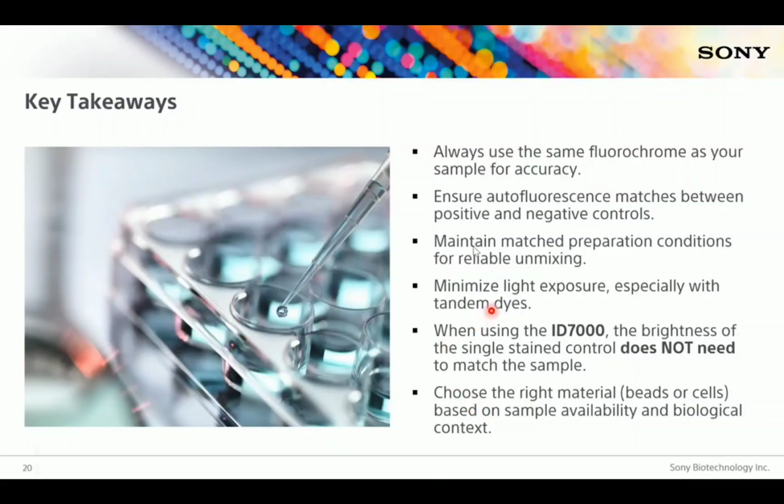As key takeaways, always use the same fluorochrome as your sample for accuracy. Ensure autofluorescence matches between positive and negative controls. Maintain matched preparation conditions for reliable unmixing. Minimize light exposure, especially with tandem dyes. And when using the ID7000, remember that the brightness of the single stain controls does not need to match the sample. Choose the right material, beads or cells, based on sample availability and biological context.